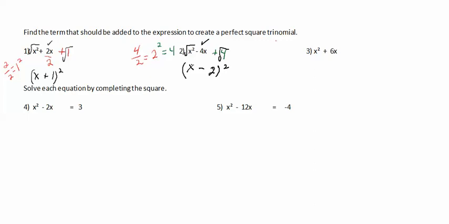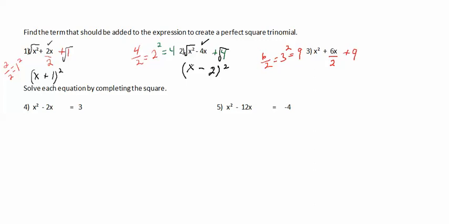Okay, the next one. Take 6. That's the middle term, the b term, divided by 2, which we get 6 divided by 2 is 3, and square it. 3 times 3 is 9. So we're adding it to this side.